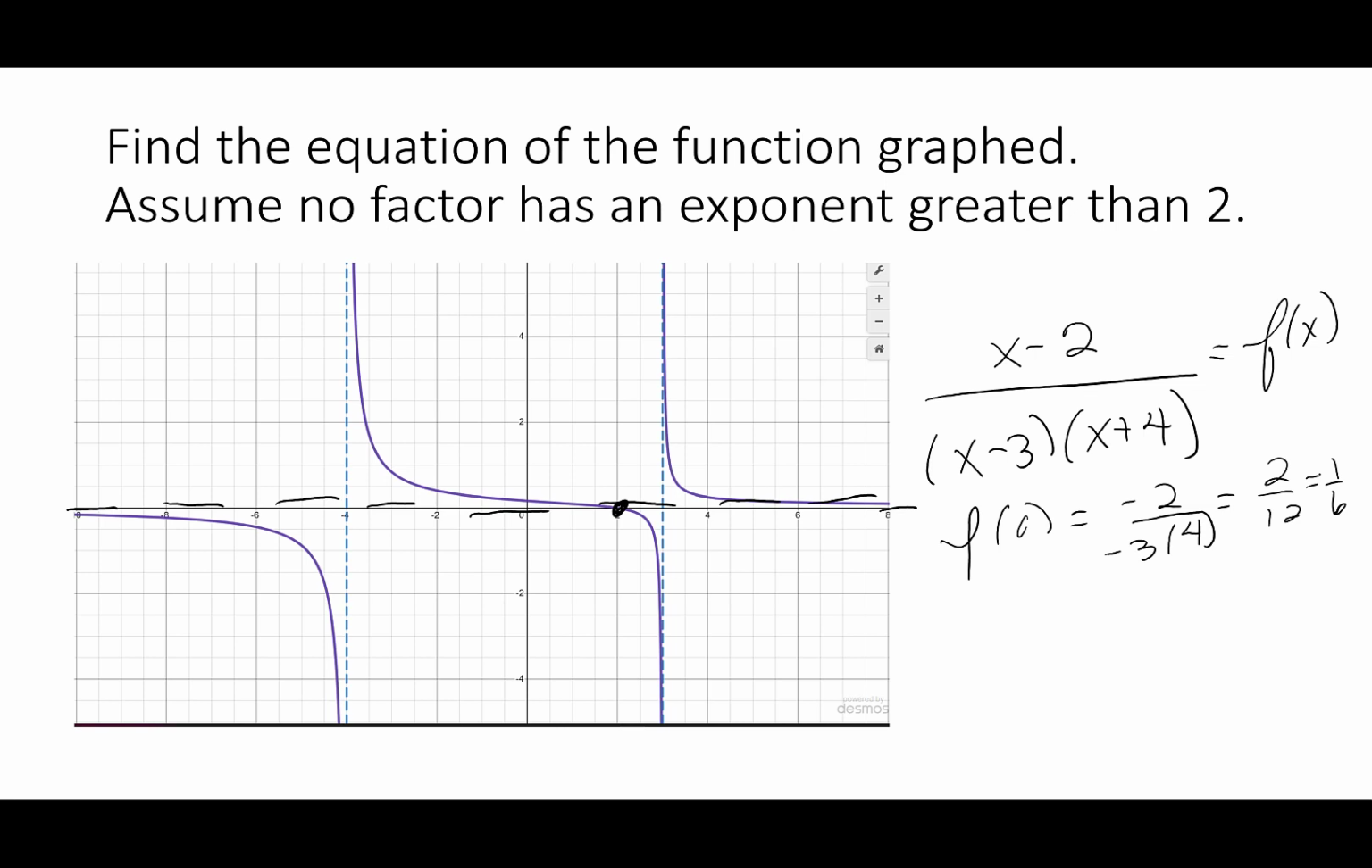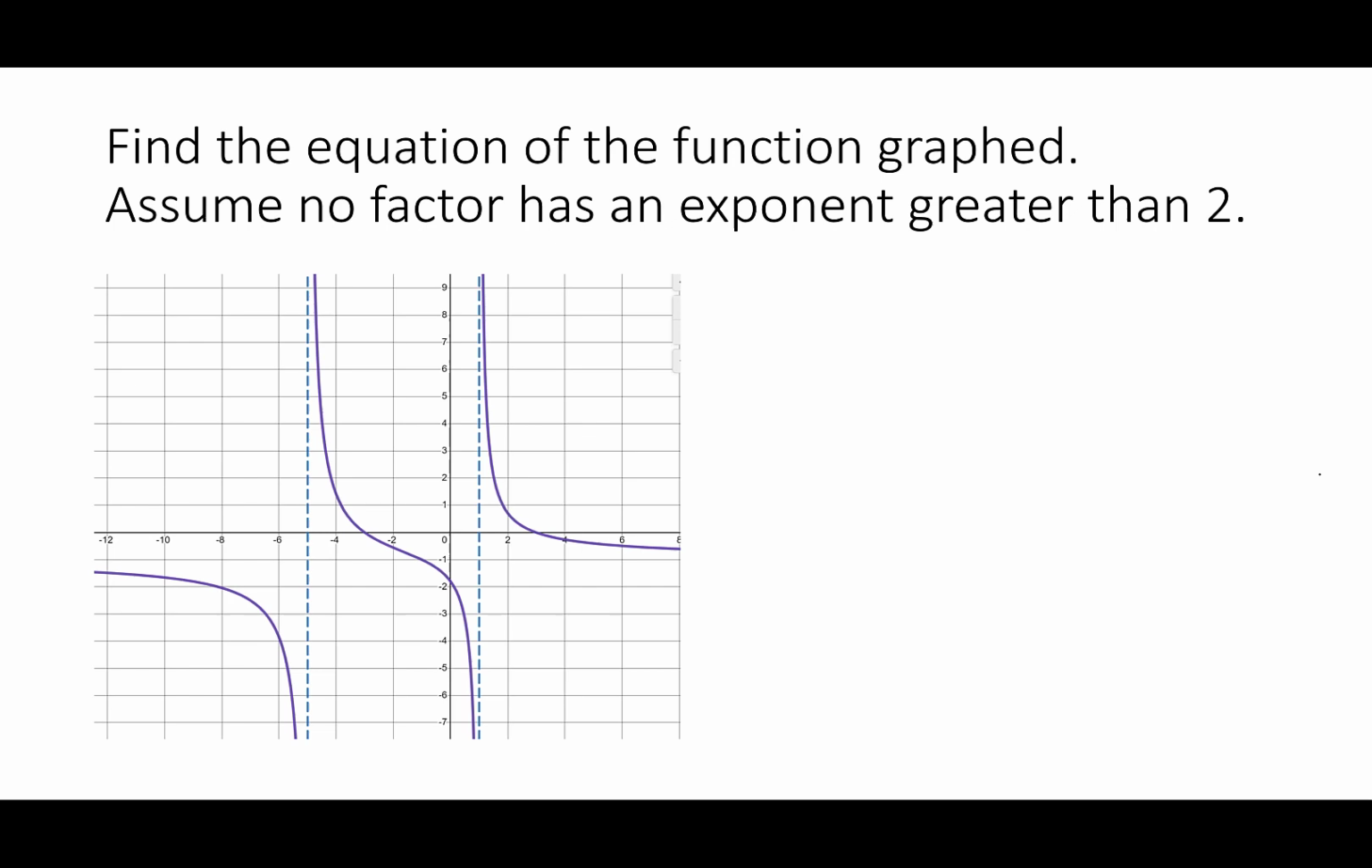The reason I really want you to do that is to catch if there's a reflection. So if there's some kind of negative thrown in there, you're not going to catch it unless you do one more thing, like throw in the intercept to see where it's at. Let's try one more of those.